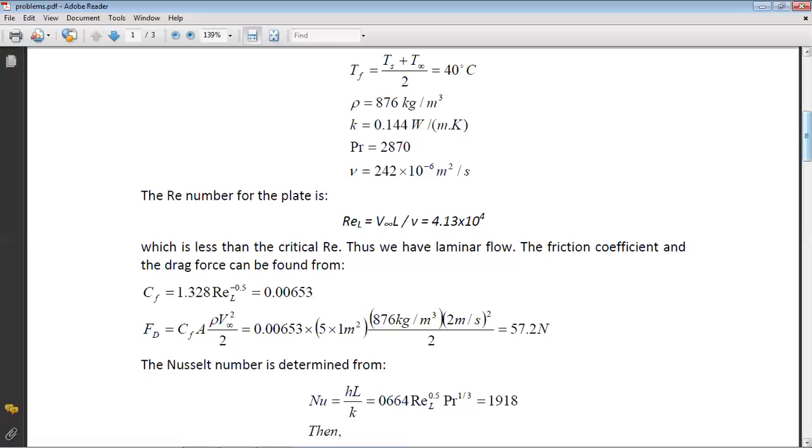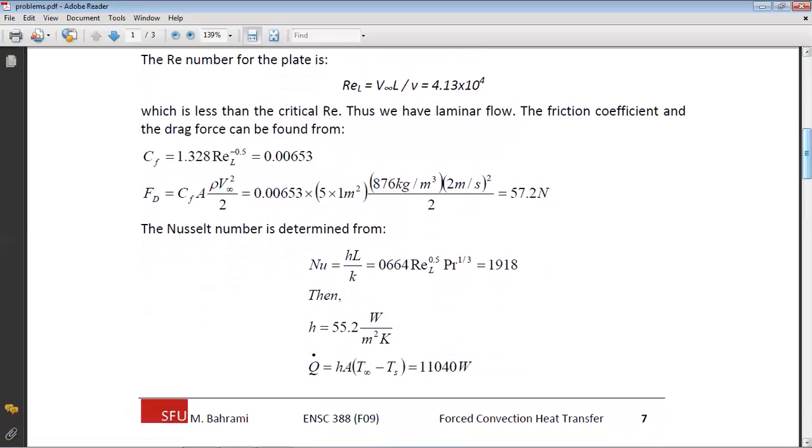Coming to the second part of the question, wherein you need to calculate the heat transfer. In order to calculate heat transfer, you need to know the value of h, which is the convective coefficient or coefficient of heat transfer. It is given by Nusselt number equals hL upon k, where k is the thermal conductivity of the fluid. Now L you know, which is 5 meter. The only unknown will be h.